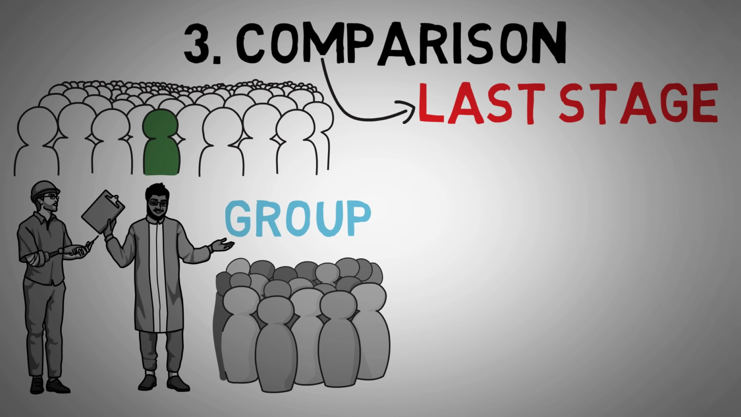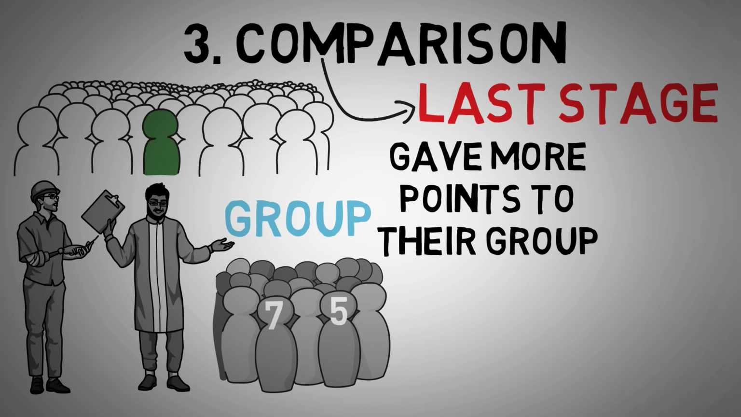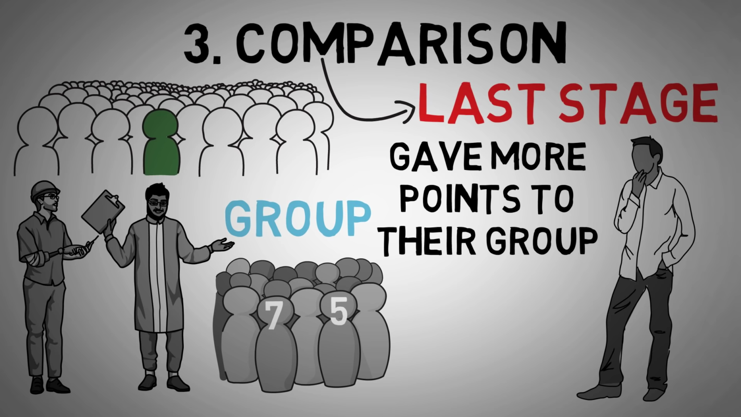Throughout the experiment, Tajfel's team asked participants to give points to other participants, and even though the groups were arbitrary, they weren't really categorized by any meaningful manner, participants were more likely to give points to people in their group. And this is a clear reflection of how we compare ourselves and people in our group to outsiders. It's in our nature to make these categorizations and comparison.